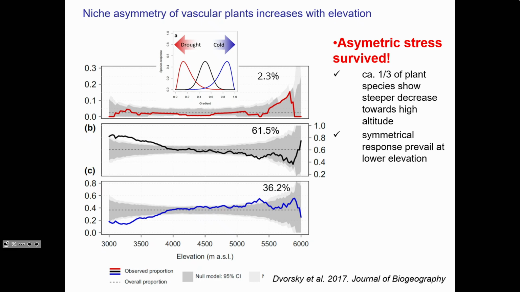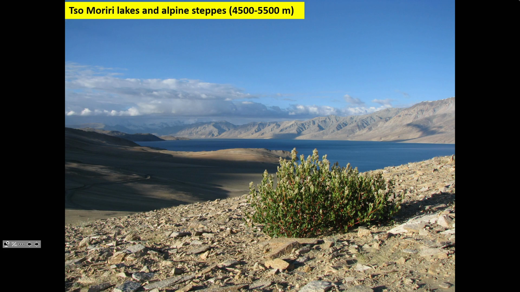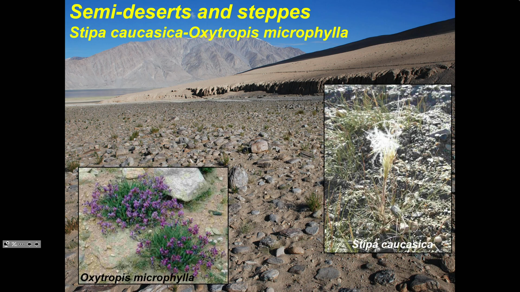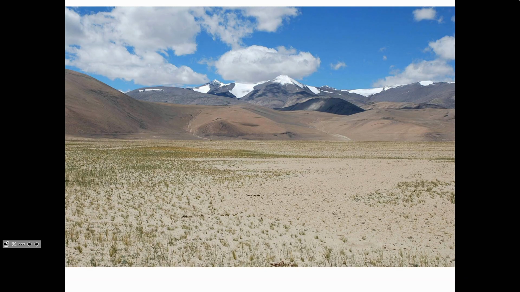What is most interesting is this. So what is this elevation about? What kind of species can we find here? This is the elevation where steppes are turning into alpine vegetation. So this is how those steppes may look. Another example of rather dry, semi-desert steppes with pebbles, with Stipa, with Oxytropis, with Artemisia species.